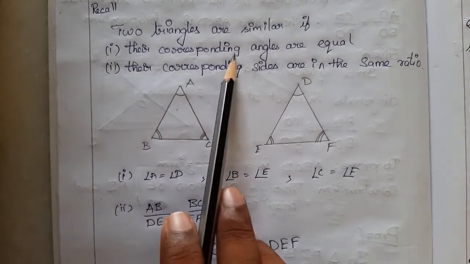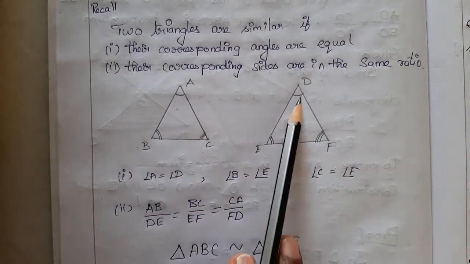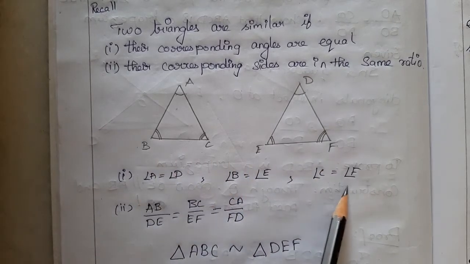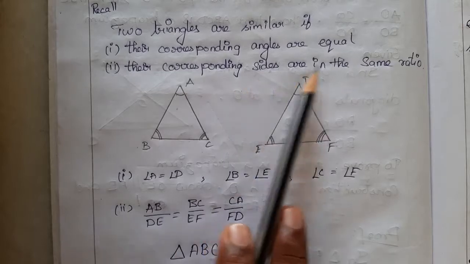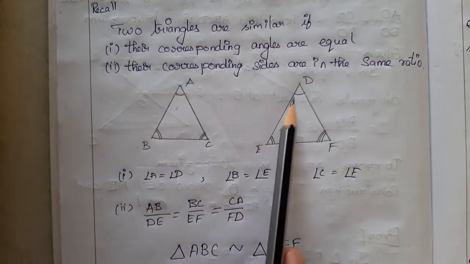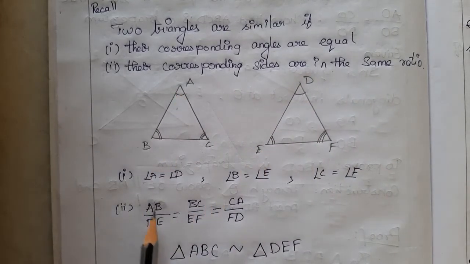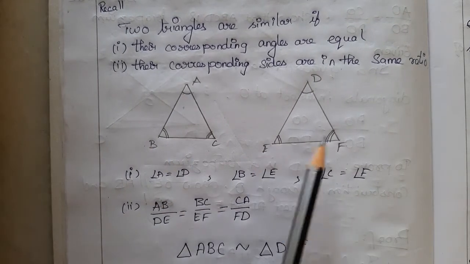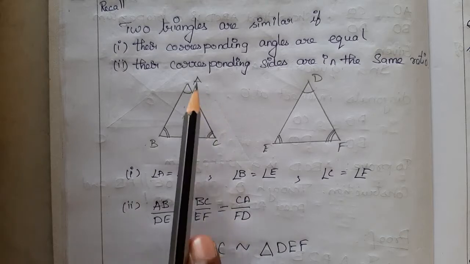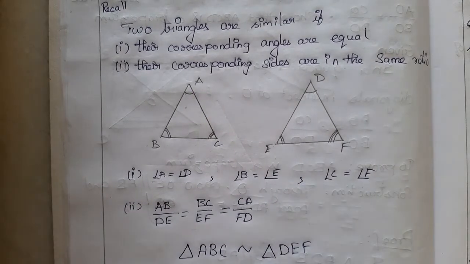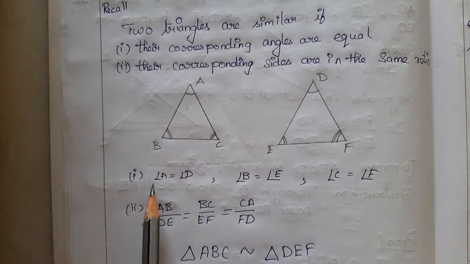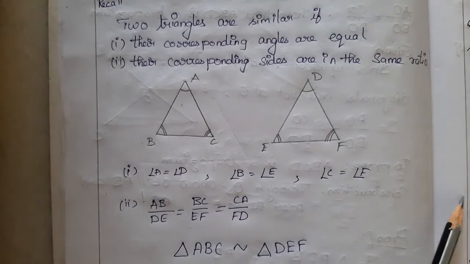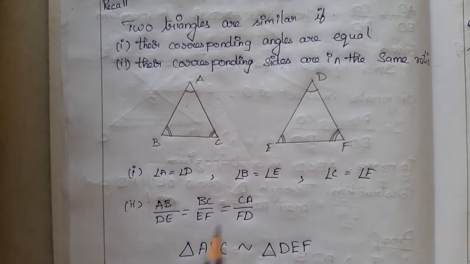The first condition is that corresponding angles are equal. So angle A is equal to angle D, angle B is equal to angle E, angle C is equal to angle F. And the corresponding sides are in the same ratio. So AB and DE, the ratio written as AB by DE, will be equal to BC by EF, and it will be equal to CA by FD. So if we prove these two conditions, we can say both triangles are similar, but it is difficult to prove all these conditions, right?